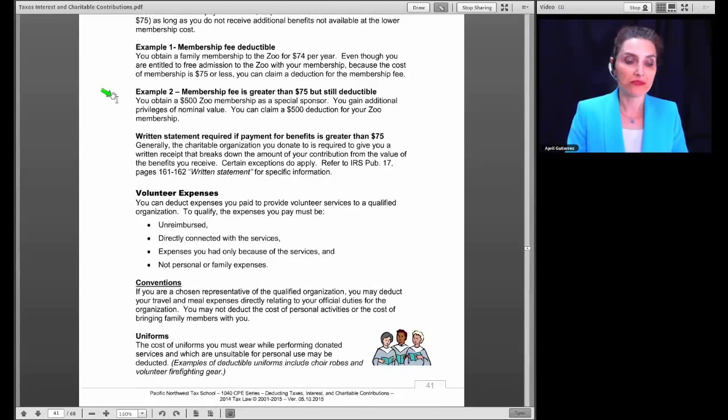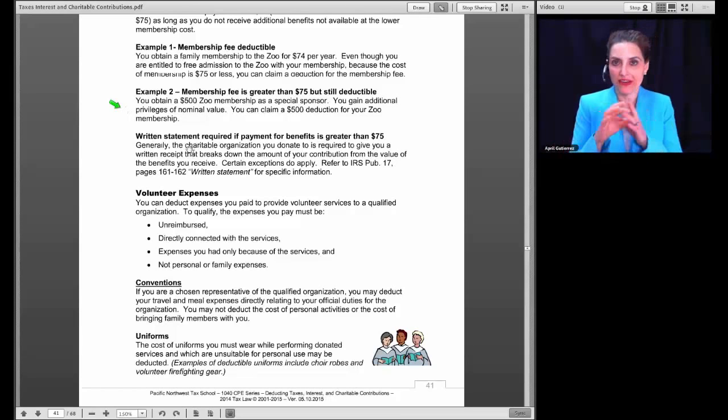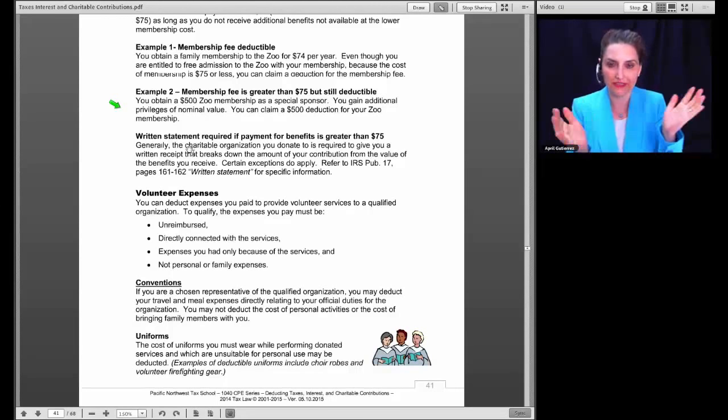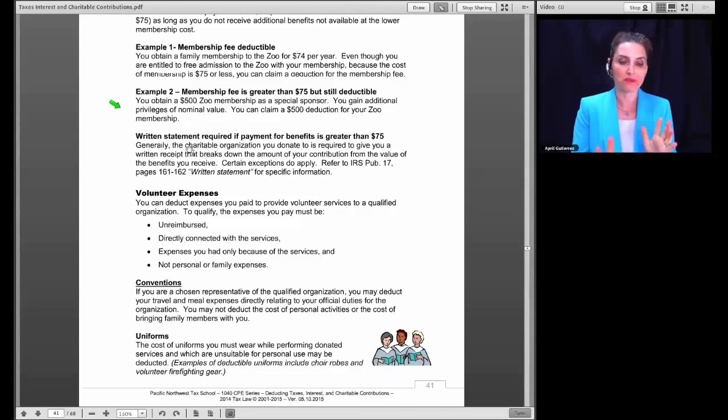But the zoo has higher levels of membership. There's a basic family membership for $74 a year, but it has a higher family membership. You can pay $125 to get a free ticket to go on the train. There's little extra things that they give for people who buy higher levels of membership, including one level here, which is $500, and it gets you a special sponsorship level where you get your name on a little brochure or listed in the annual publication that the zoo puts out as a special sponsor. And maybe you get to park for $1 a day instead of $2 a day. They have little things like that that they give in exchange for those higher memberships. But they're of nominal value.